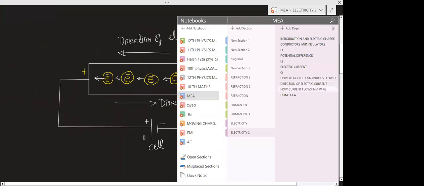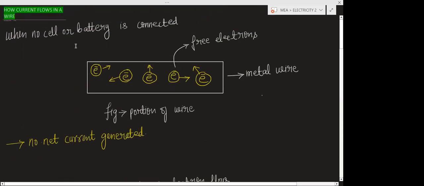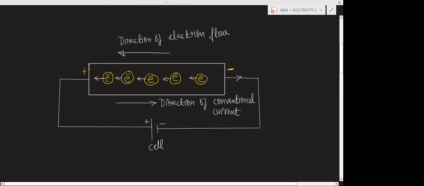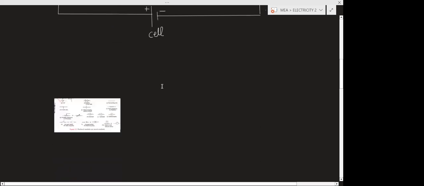So what you have seen here: earlier, when the wire is not connected with a battery, electrons are moving randomly in all directions, and due to that there is no net current in the wire. But when you connect this wire with a cell or battery, an electric force is applied on the electrons so that they move from the negative terminal to the positive terminal, and due to the flow of electrons there will be current. The direction of the current you will take opposite to the flow of the electrons.